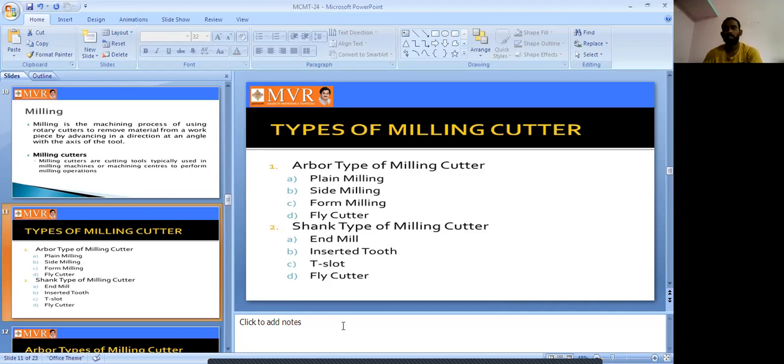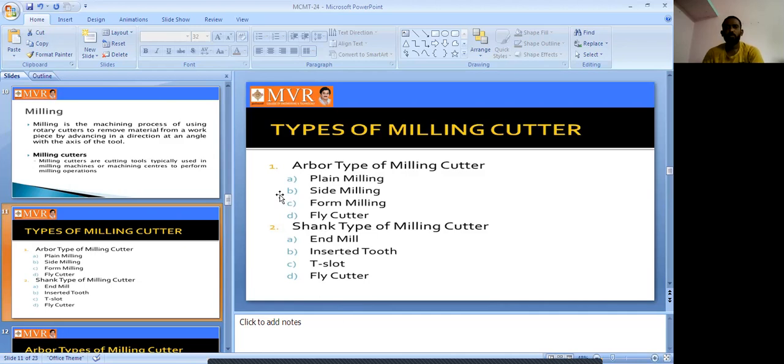Cutters are generally classified into two types: arbor type and shank type. In arbor type, again we have classifications. In shank type, again we have classifications. These topics we will discuss in the next class. Next class we will discuss the different types of milling cutters. After this topic, we will discuss tool holding devices of the milling machine.